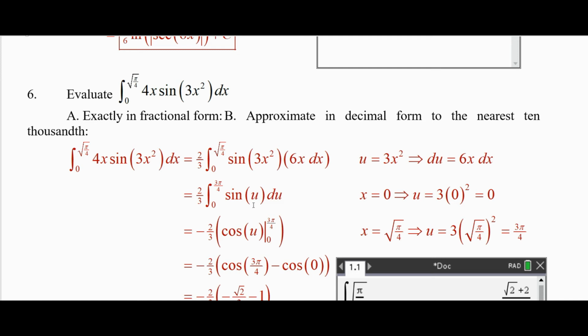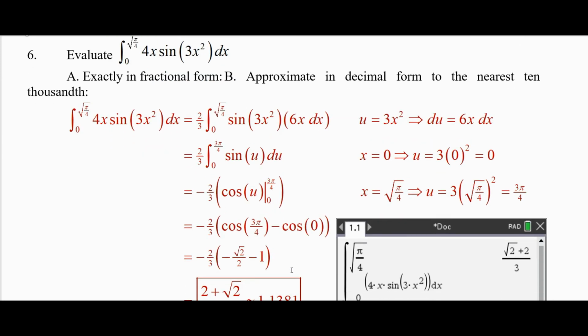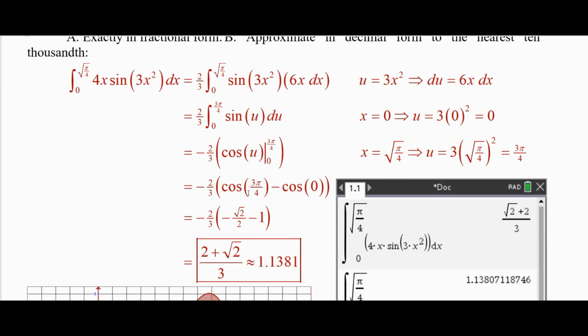Now, the antiderivative of sine of u is pretty easy. It's just minus cosine of u, so it gets a minus out front. Cosine of u, and evaluate from 0 to 3 pi over 4. So it's cosine of 3 pi over 4 minus cosine of 0. Cosine of 0 is 1. Cosine of 3 pi over 4, that's one of our special angles. That's in the second quadrant, so the answer is negative, and it is 1 over the square root of 2, or square root of 2 over 2 for that special angle there.